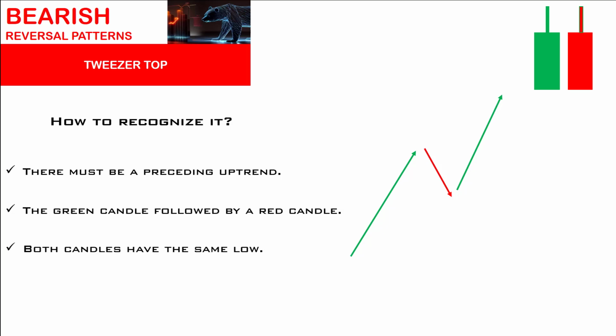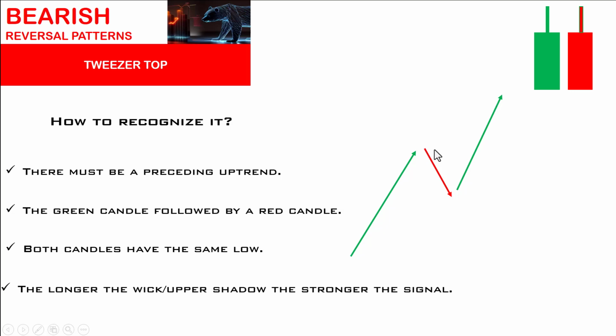Both candles have the same high, not low. Both candles have the same high, not low. And then the wicks are the same. The longer the wick of the upper shadow, the stronger the signal. So that is what we have for our candlestick reversal patterns.